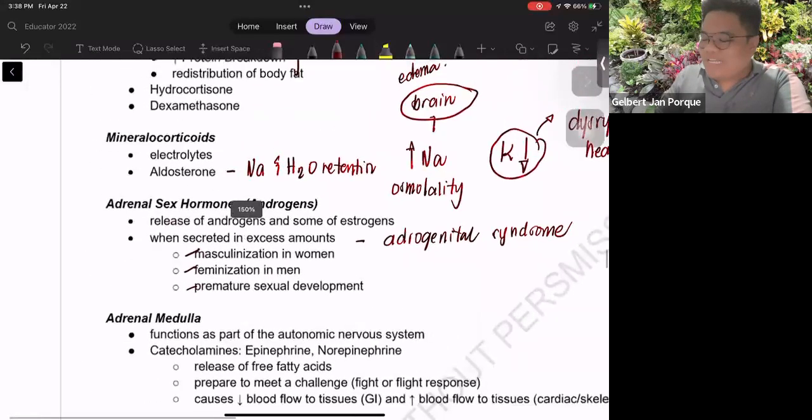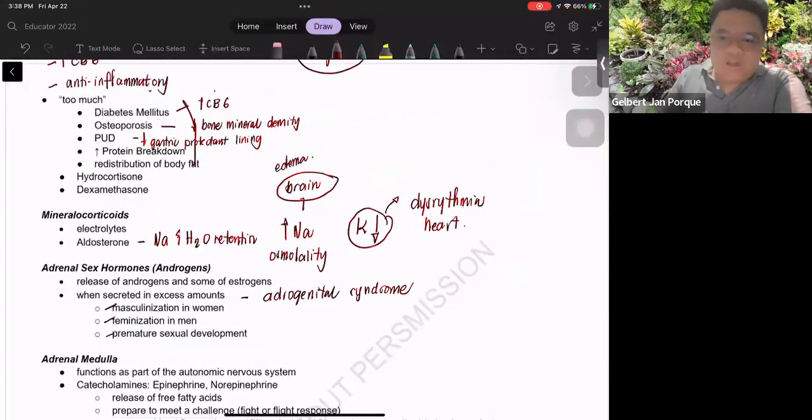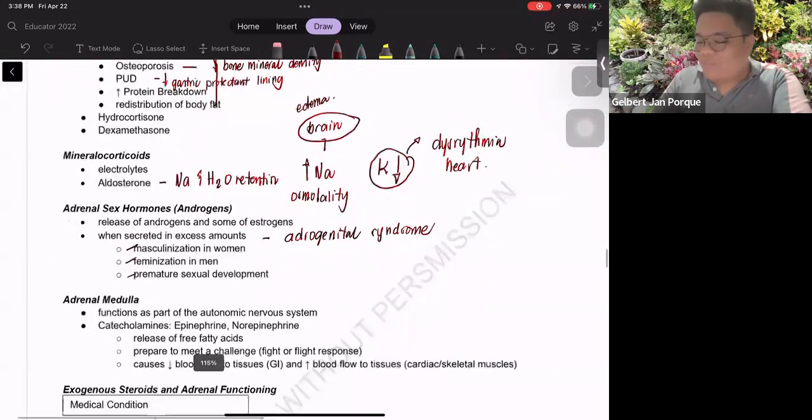Okay, so try to remember, class, and go back to salt, sex, and sugar. I can assure you that you can remember all those other things about these three hormones.